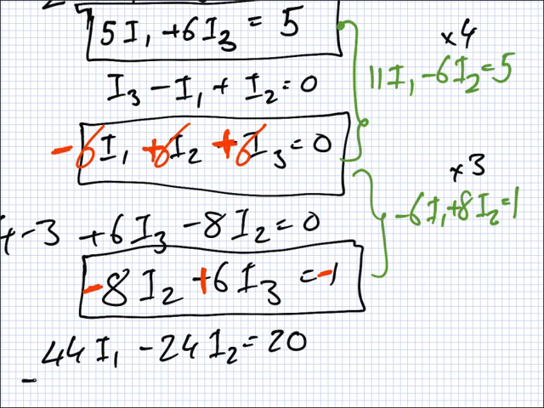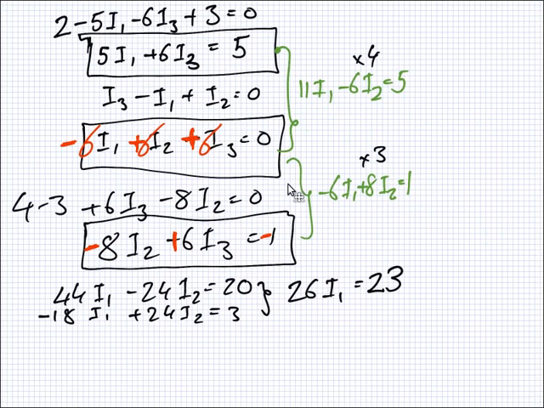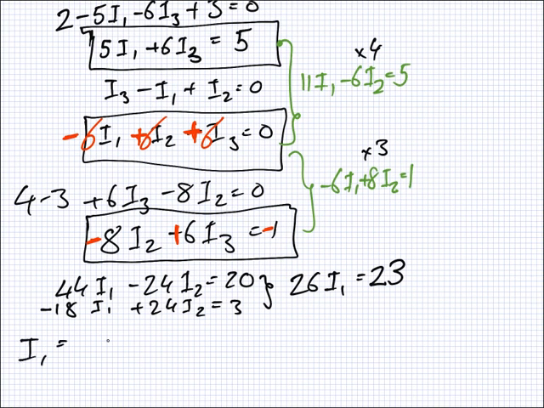And then, if you add them, what's that, 26 is it? 26I1 equals 23. Okay, so we're done practically now. I1 is 23 over 26, so what's that? 0.885 amps.